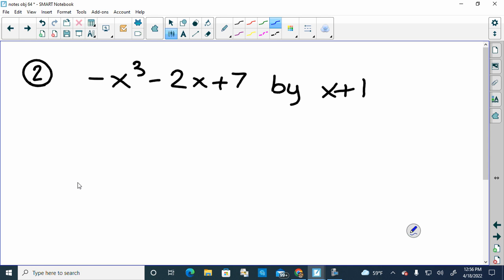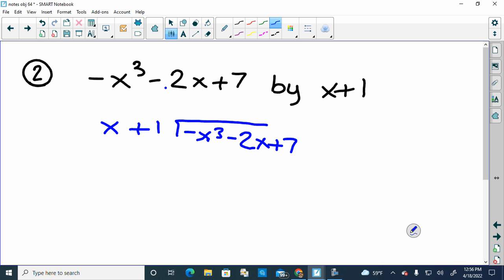Okay, so just written a little bit different, but it's the first one that's being divided by the second one. So this goes inside the divisor just like normal. So a negative x to the third minus 2x plus 7, and then this goes on the outside. Okay, the first is being divided by the first. So this is really a negative x to the third that is being divided by x. What would that be? Negative x squared. Okay, so remember I write that on the top. So it's negative x squared.